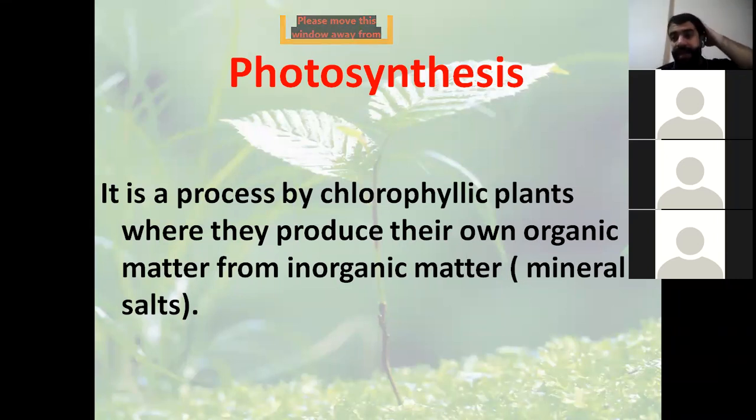So sunlight is not considered a reactant. It's a catalyst. It accelerates the rate of the reaction without intervening. So it's a process by which chlorophyll plants, well, the meaning of chlorophyll, they are the green plants, produce their organic food from the inorganic one.